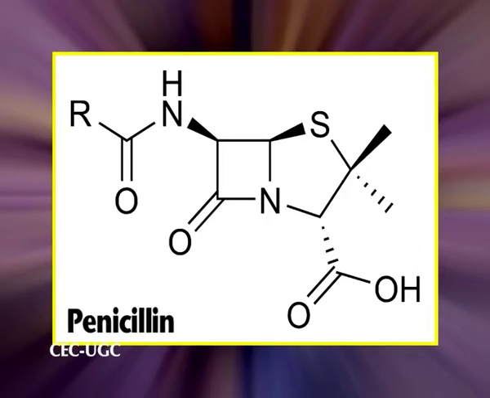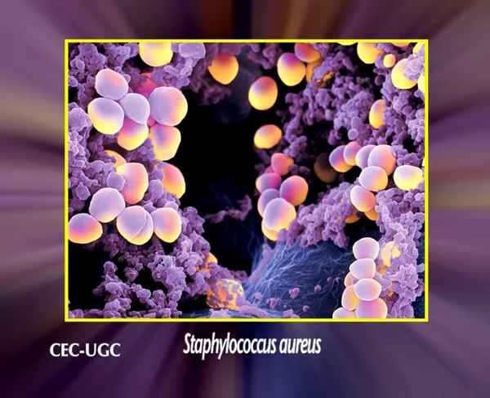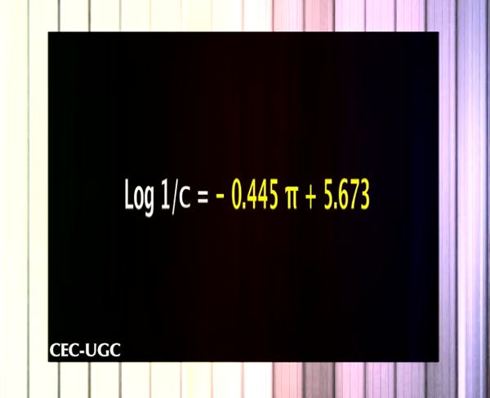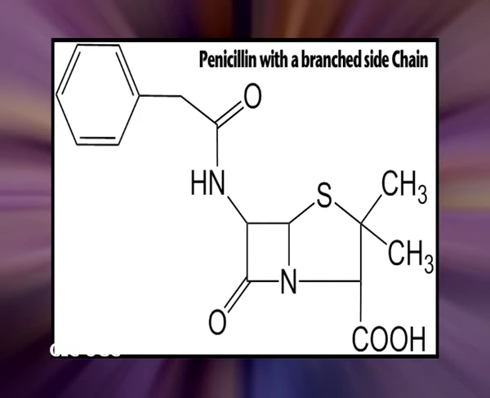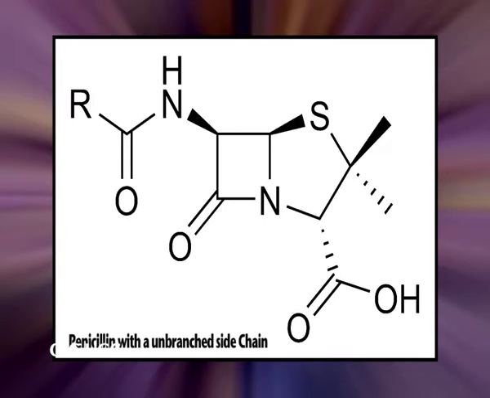For example, a study by Hansch on the activity of penicillins against a strain of Staphylococcus aureus in mice gave the in vivo relationship log 1/C = -0.445 π + 5.673. This relationship predicts that a penicillin with a branched side chain should be less active than a penicillin with the similar sized unbranched side chain because the branched side chain has a higher π value.